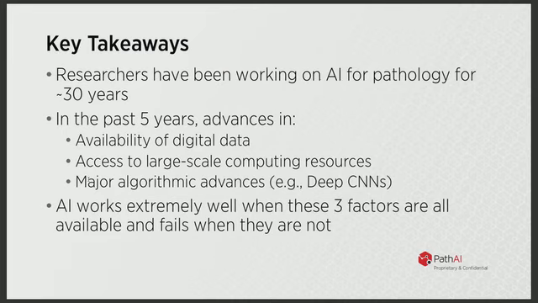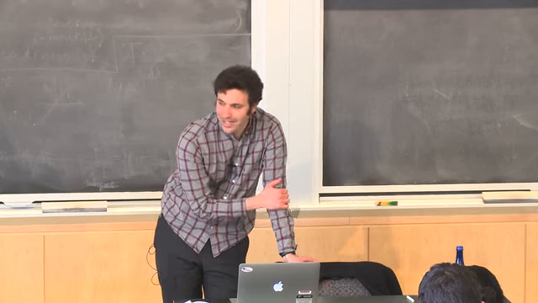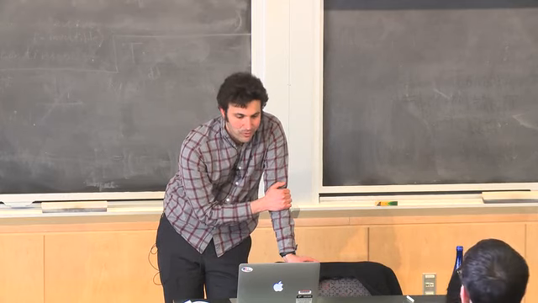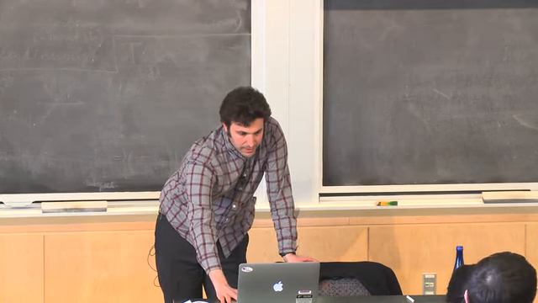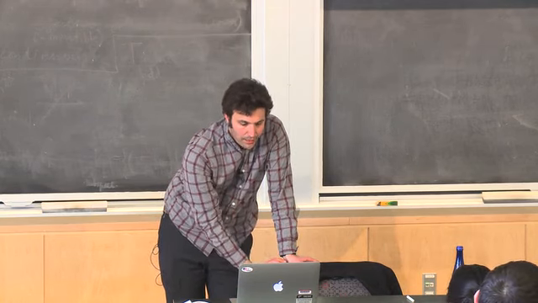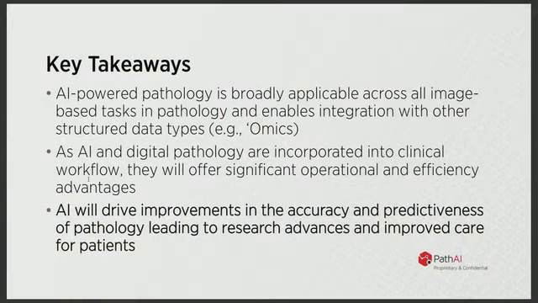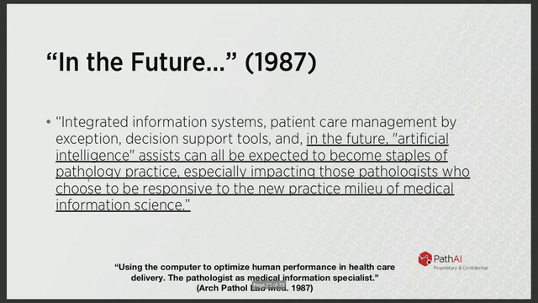And it sort of fails everywhere else, which is probably 98% of things. But if you can create a problem where the algorithms actually work, you can have lots of data to train on, they can succeed really well. And this sort of vision-based AI-powered pathology, it's broadly applicable across really all image-based tasks in pathology. It does enable integration with things like omics data, genomics, transcriptomics, SNP data, et cetera. And in the near future, we think this will be incorporated into clinical practice. And even today, it's really central to a lot of research efforts.